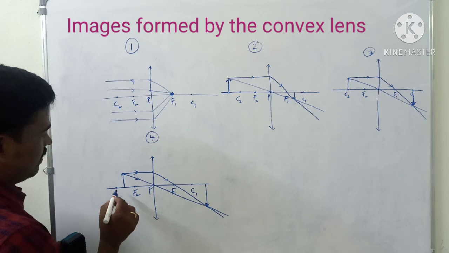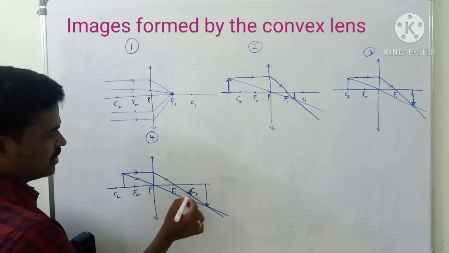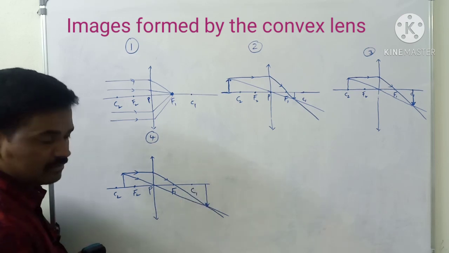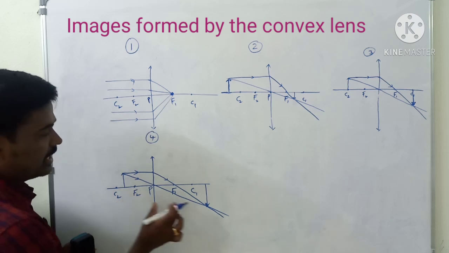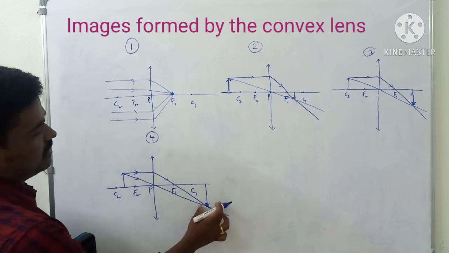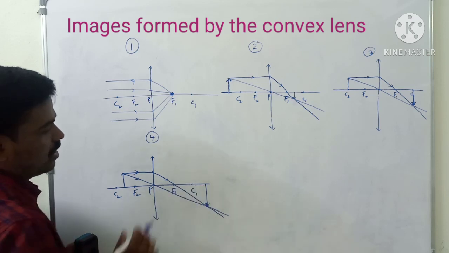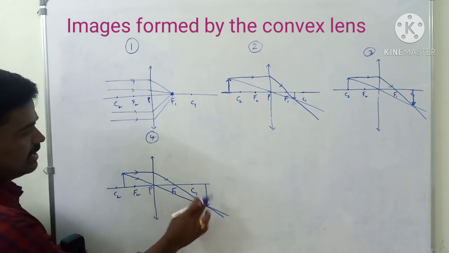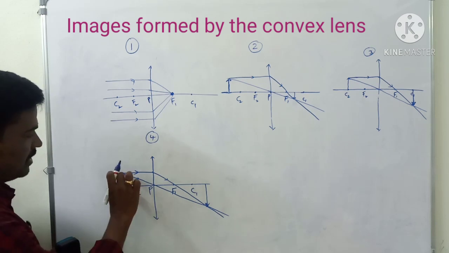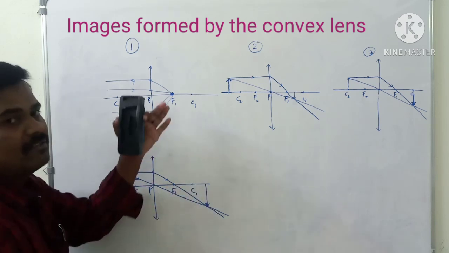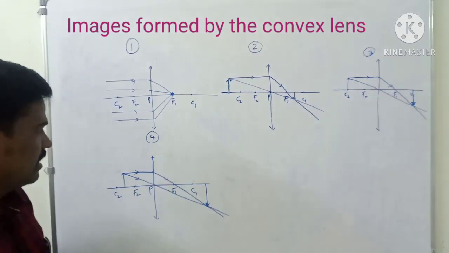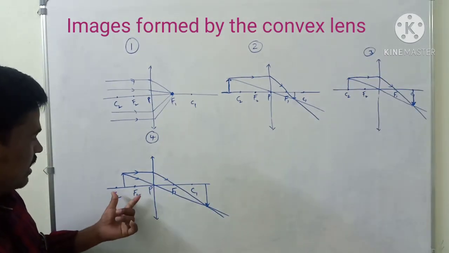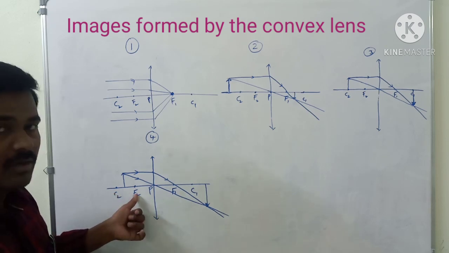So when the object is put in between C2 and F2, the position of the image is beyond C1. And how is the size? Compared to the object, the image is magnified, inverted and real. Okay, so next, the next place is on F2.